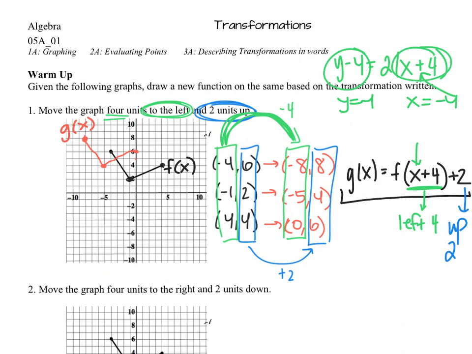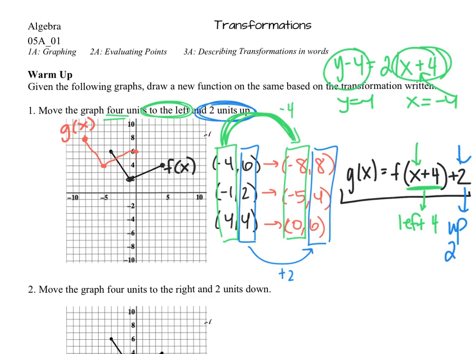So since the 4 was inside parentheses, it's going to change x. And then since our 2 is outside parentheses, it's going to change the y. And that's your first time seeing the notation, so if it feels a little weird, totally normal. Don't panic. We're going to practice this, and we really just practice for several days in a row.